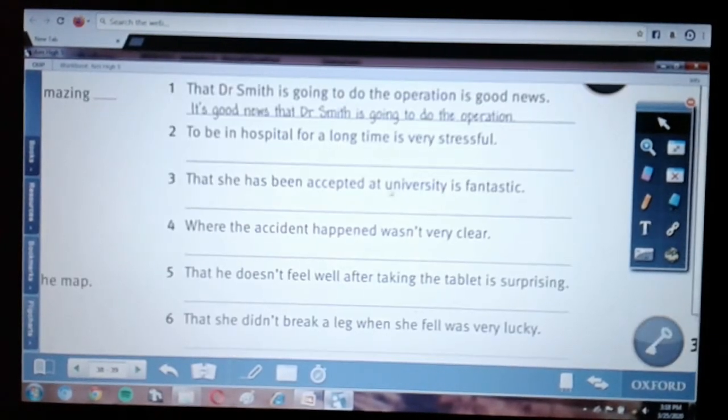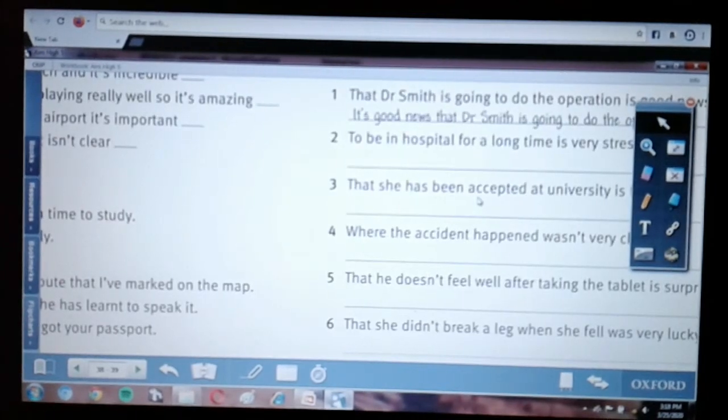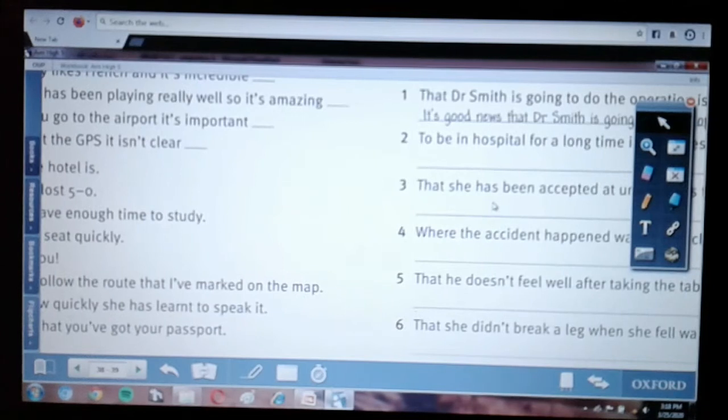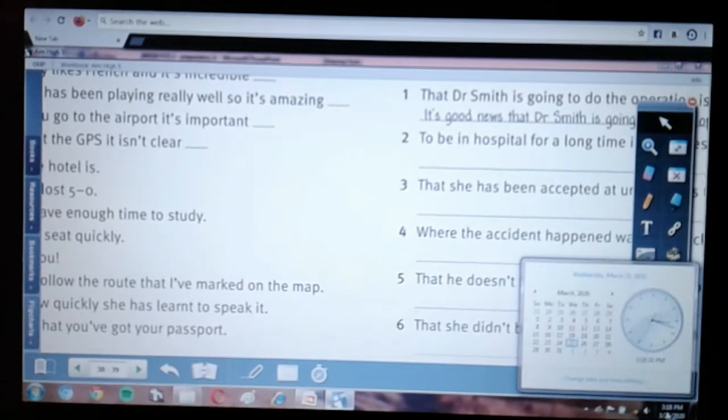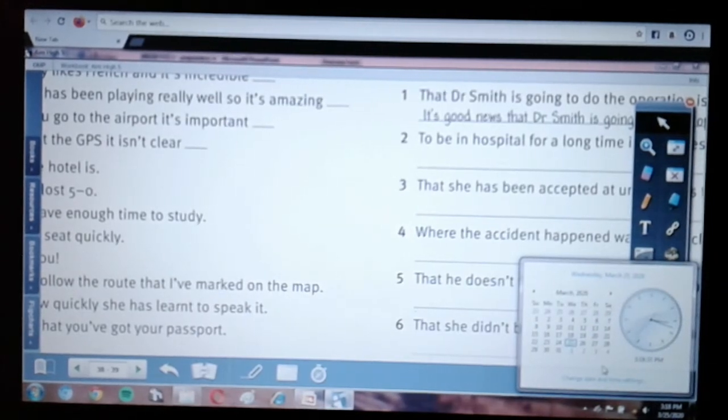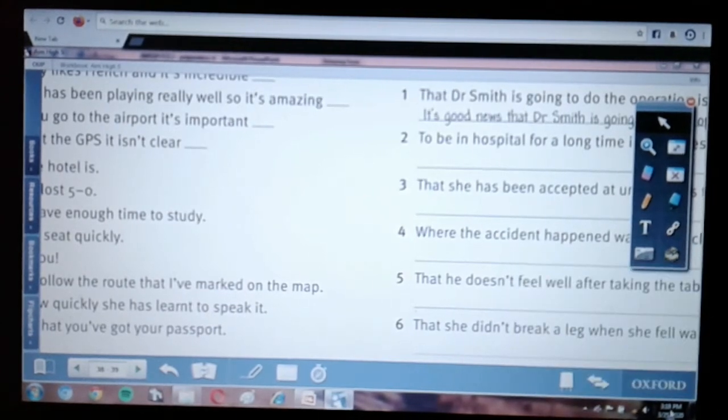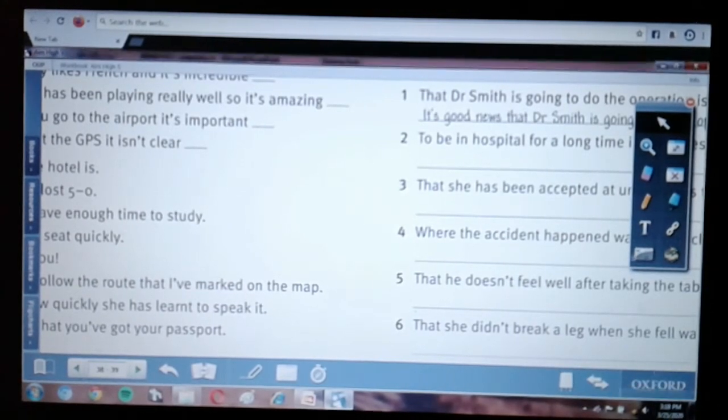Alright, so yeah, that's all. Write down your answers on your student book and your workbook. After that, capture the images of your answers and submit them to our WhatsApp group so that I can check your answers. And the deadline will be on March 31st, 2020. So on next Tuesday. Alright?